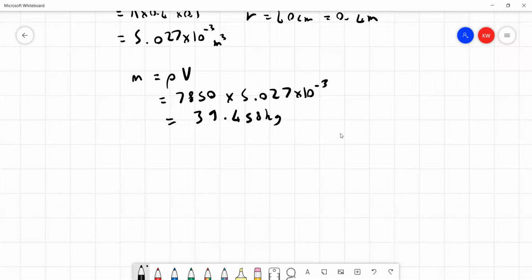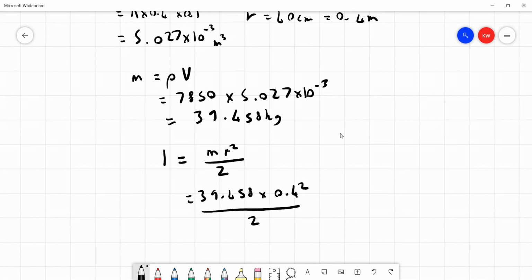In this question, we have the radius of the whole disk. This isn't the radius of gyration, so our formula is mass times radius squared divided by 2. This is the formula we use when we're working with a solid disk and we know its radius. And we can put in our values. So here's the value for mass we just worked out, multiplied by our radius, which was 0.4, squared, divided by 2. And using our calculator, we get the answer 3.157 kilogram meters squared.